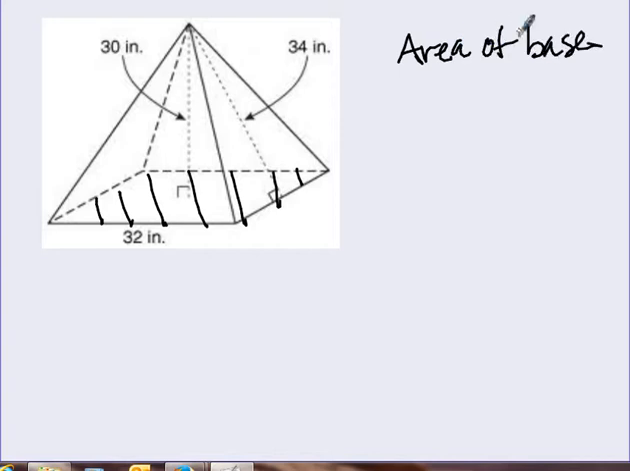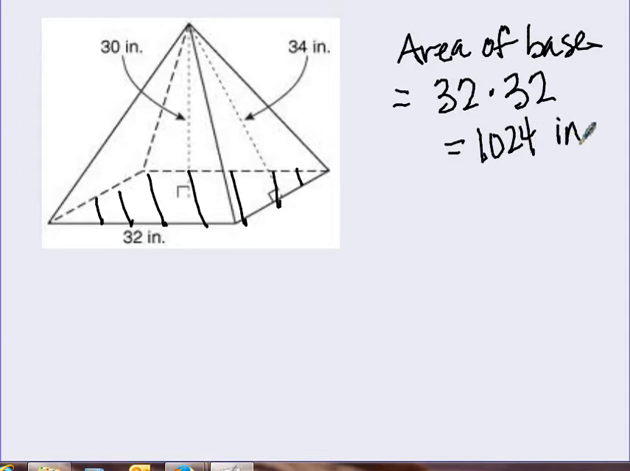So here we've got a pyramid, a square pyramid. The base is going to be the square at the bottom of the pyramid. So to find the area of the base, I'm going to just simply multiply 32 times itself. So 32 times itself is going to give me 1024. And my area is going to be in square inches.